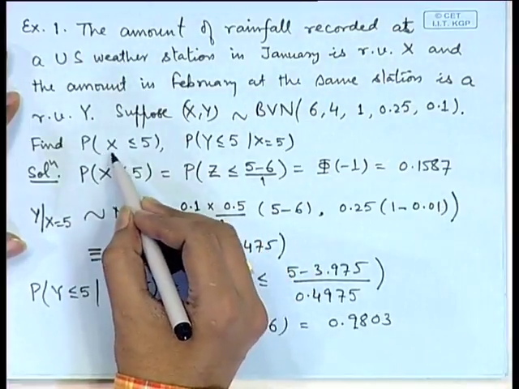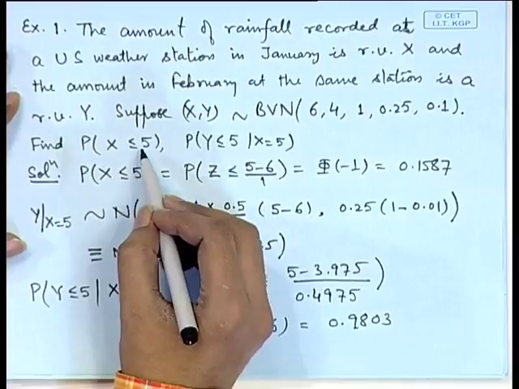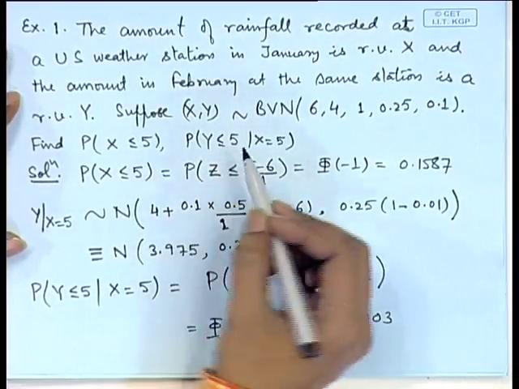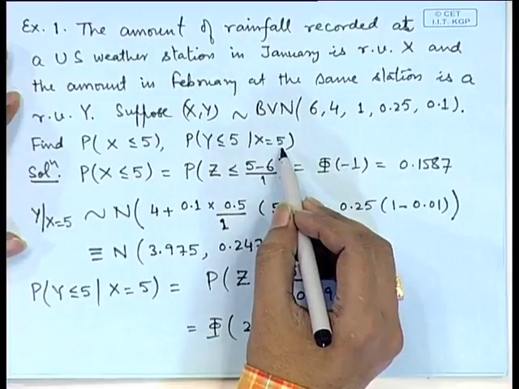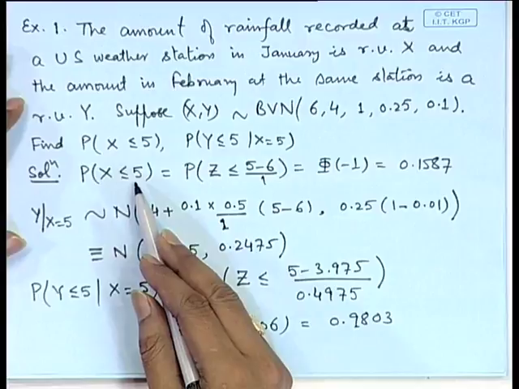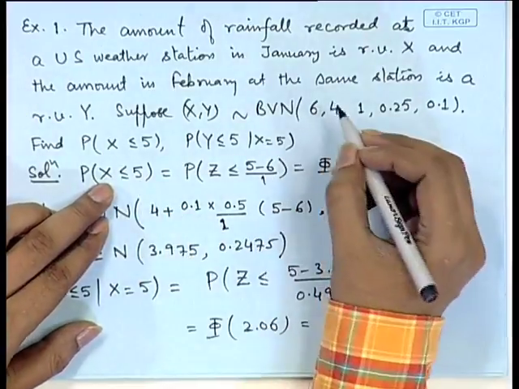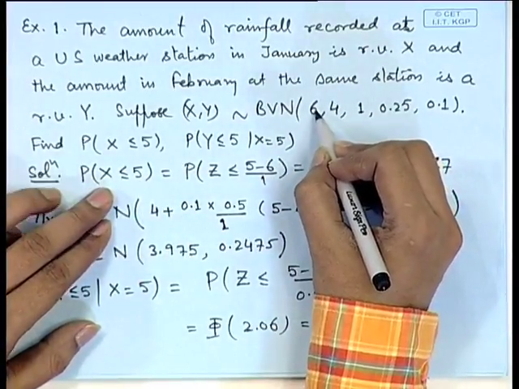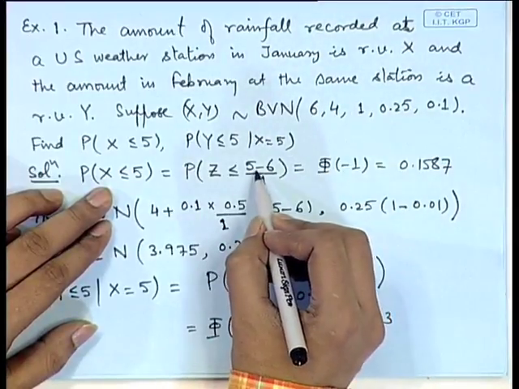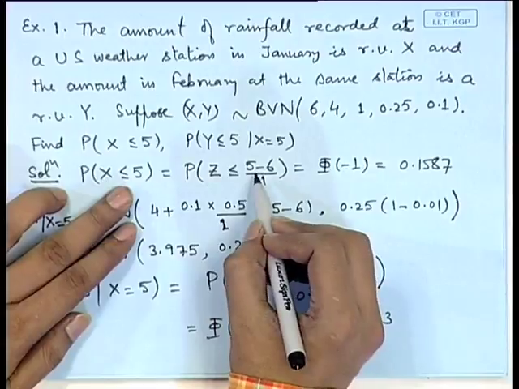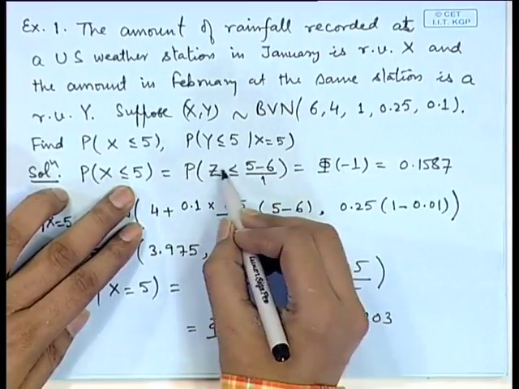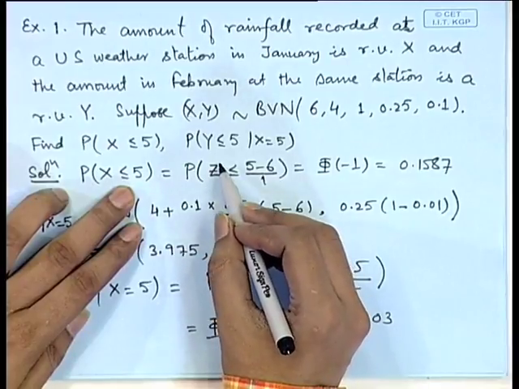We are interested to calculate the probability that x is less than or equal to 5, or the probability of y being less than or equal to 5 given that x is equal to 5. Notice here, the probability of x less than or equal to 5 can be calculated from the marginal distribution of x, which has mean 6 and variance unity. So, it is simply transformed to the standard normal probability as z less than or equal to (5 minus 6) by 1. Here z denotes the standard normal random variable.